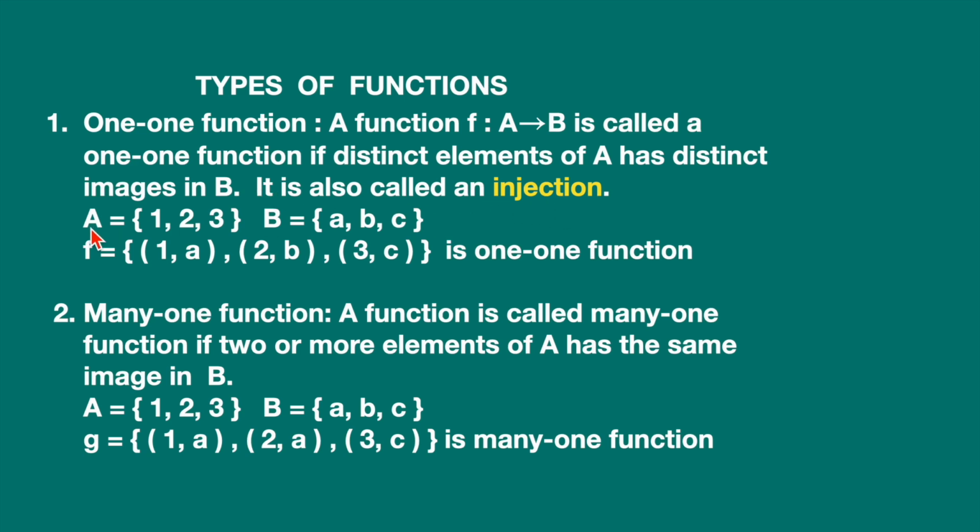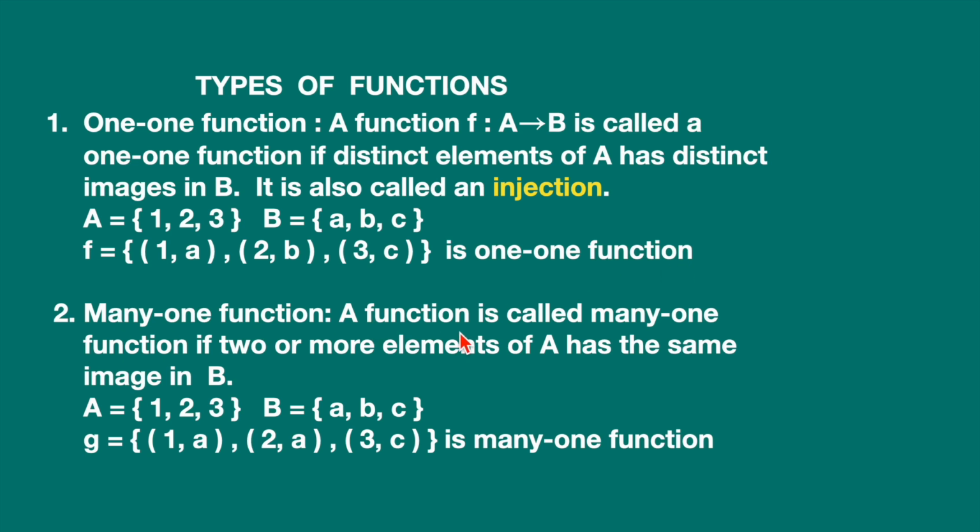So here, for example, A is the set {1, 2, 3}, B is {a, b, c}. So here is the function. These are the ordered pairs. The image of 1 is a, image of 2 is b, image of 3 is c. Here you can see distinct elements of A have got distinct images in B. So this is a one-to-one function.